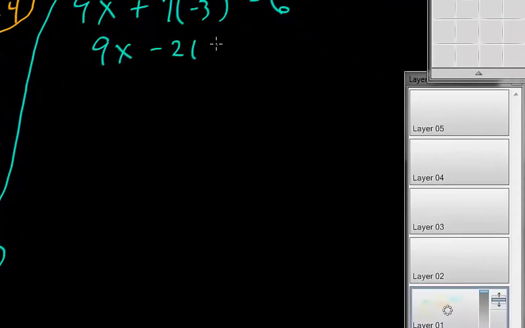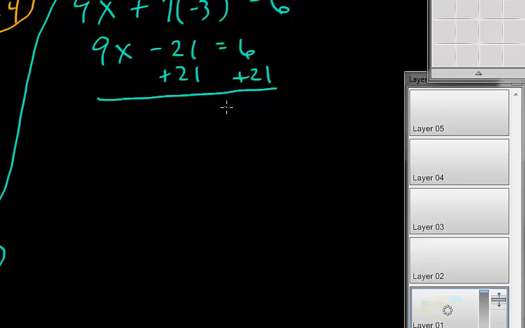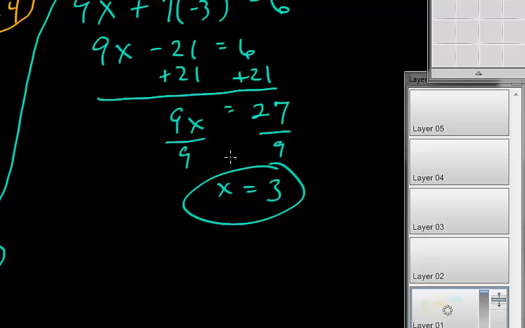9x minus 21 equals 6. And I will add 21 to both sides. That's 27. So 9x equals 27. We'll divide by 9. And x equals +3. So once you get the first one, this does in fact get easier. But that's the second third of it.